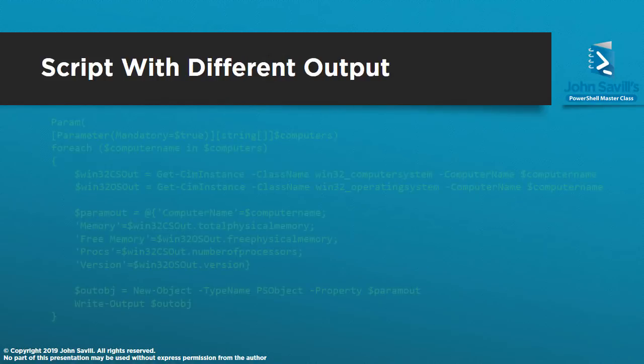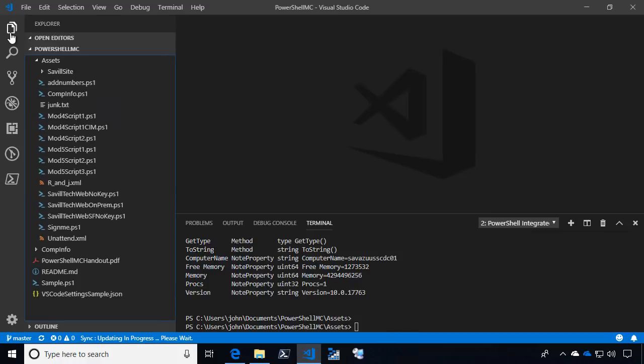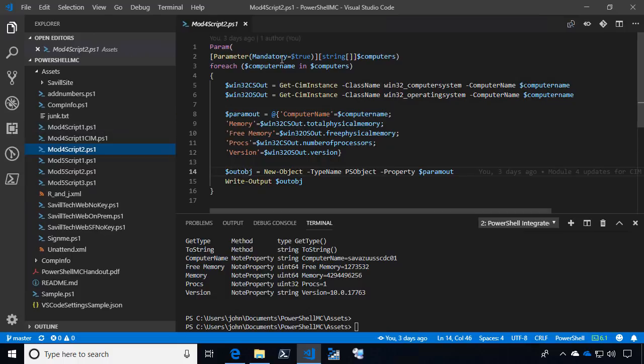And I'm going to build on this. So here's a bit more of an advanced script. If we go to our project and we go to our mod 4 script 2, here's that code. It's exactly as I just talked about. I have mandatory parameters. I have an array of strings this time, which I'm going to store in computers. And then for each computer name in computers. What this is saying is computers is one or more strings, one or more objects.